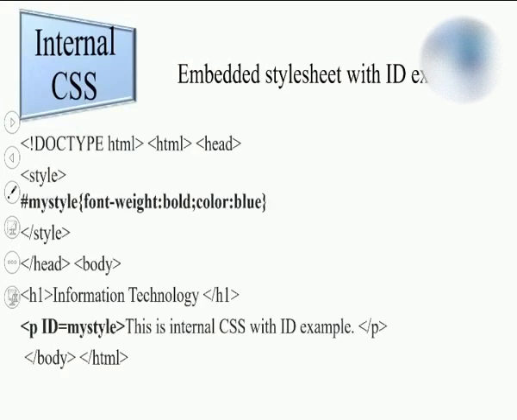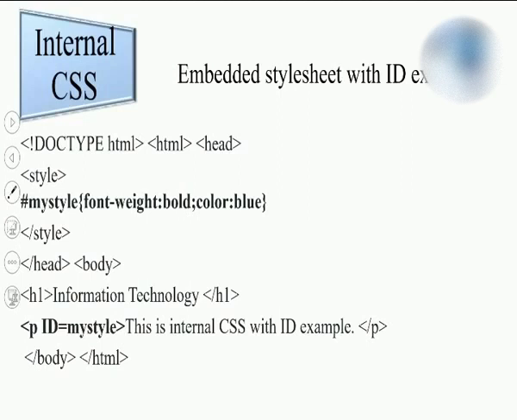So let us see how to write the internal CSS by making use of the ID. Here hash mystyle is the ID I have created. The name of the ID I gave is mystyle. Hash is a symbol used for creating the declaration of this ID. Now I wrote, followed by this, a property font-weight, which will make the text bold, whichever I specify for this, and color blue. So I have specified this for the paragraph now instead of the heading tag.